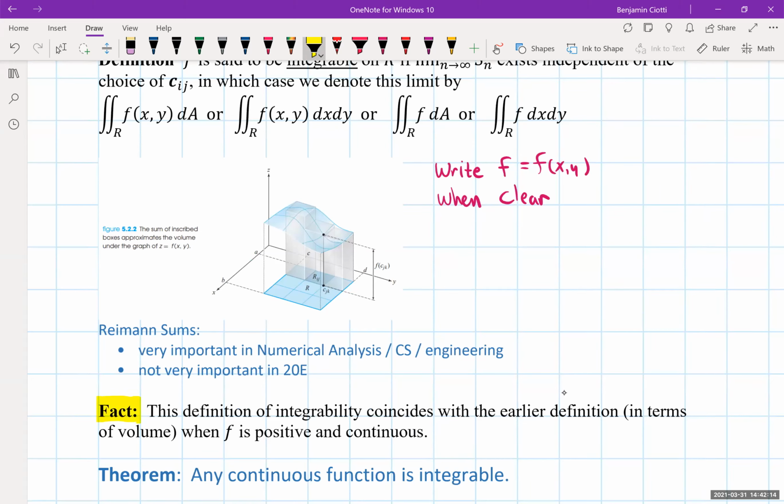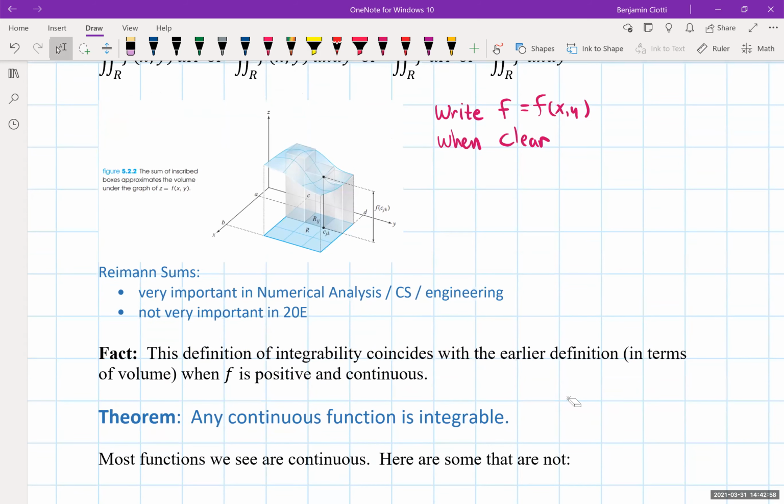Also, like in 20B, this definition coincides with our earlier integral definition. So the definition of integrability that I just gave you gives the same number as the earlier definition that we gave in terms of volume. In other words, I'm saying that the volume of these approximating boxes approximates the true volume underneath the graph of f when you let n go to infinity, if the function is positive and continuous anyway.